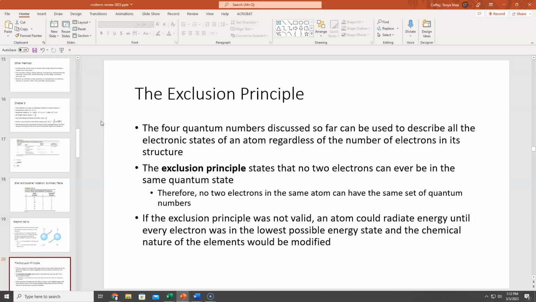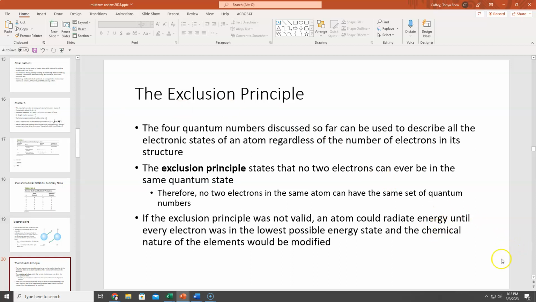The Pauli exclusion principle states that no 2 electrons can ever be in exactly the same quantum state in the same atom. So no 2 electrons in the same atom can have the exact same set of quantum numbers. If the exclusion principle was not valid, then an atom could radiate energy away until every single electron was in that lowest possible energy state, which would be the 1s state, or the K shell in the L equal to 0 orbital, okay? And that would completely change the chemistry of everything that we know. That is not how matter behaves. So the Pauli exclusion principle holds.